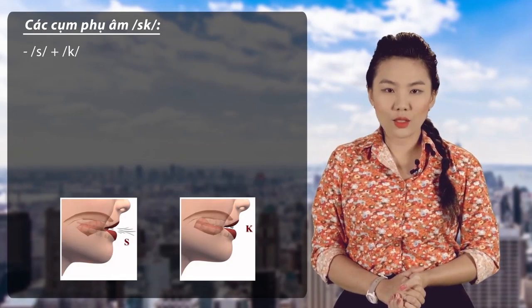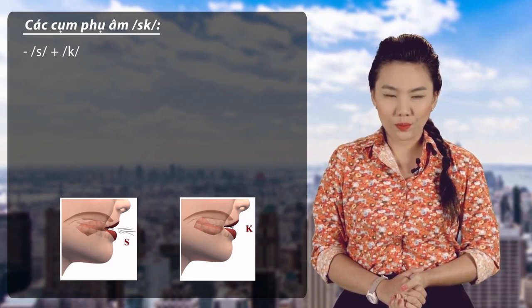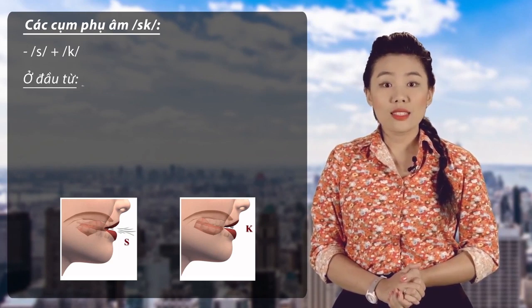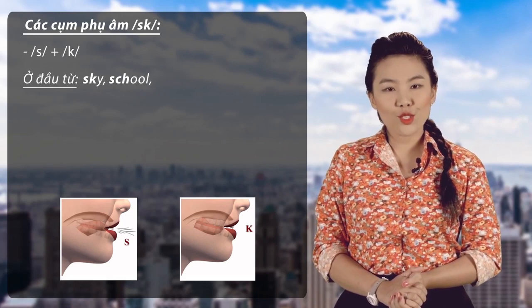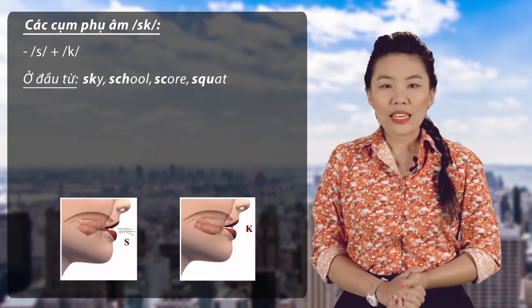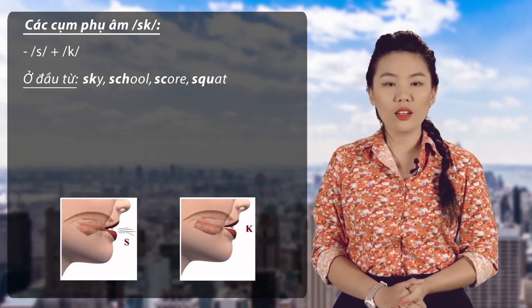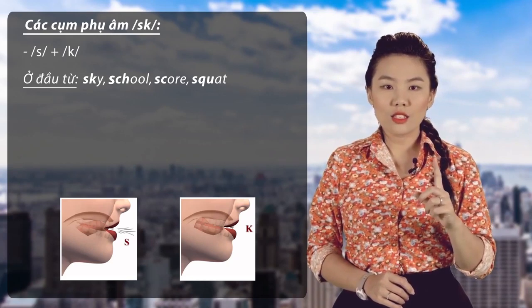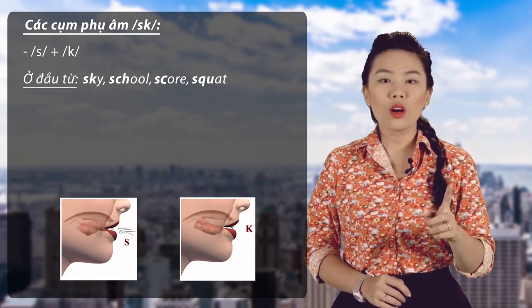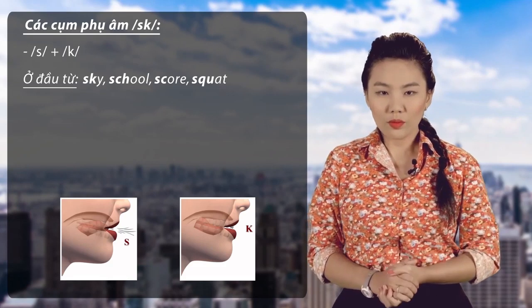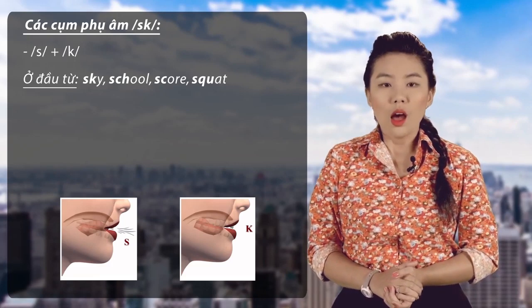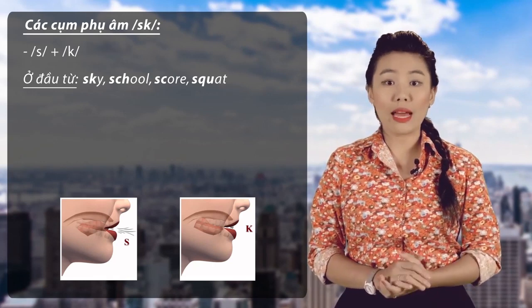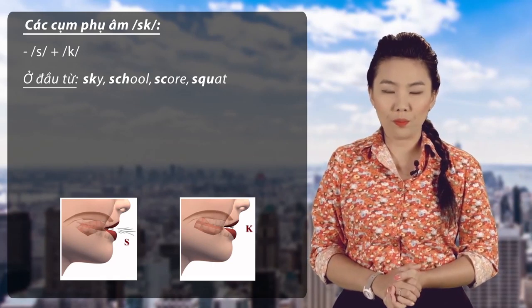Bây giờ chúng ta hãy thực hành tổ hợp sk theo từ. Khi tổ hợp đứng ở đầu của từ, chẳng hạn như sky, school, score, squat, kéo dài phần s và sử dụng thời gian đó để chuẩn bị cho âm k. Sky, school, score, squat. Và cẩn thận không nói âm sh. Rất nhiều người Việt Nam thường nhầm lẫn âm s và âm sh. Hãy xem lại tập 1 nếu bạn cảm thấy cần tìm hiểu sự khác biệt.